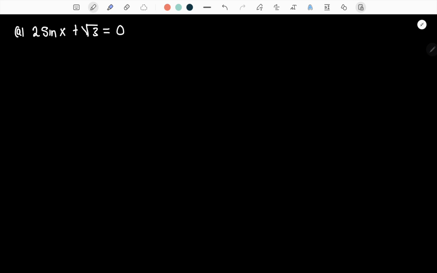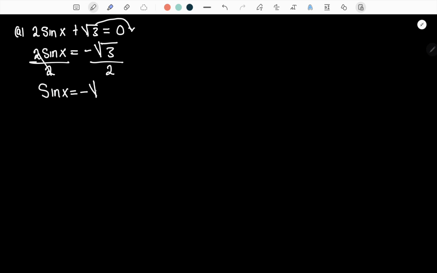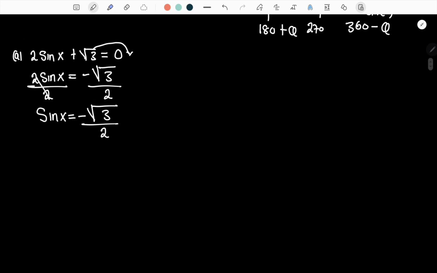To solve this question is actually very simple. You simply say 2 sine x is going to equal, so we take this guy to the other side so that it becomes negative the square root of 3. From there, we can say over 2, even here over 2. Then we cancel, and we have sine x is equal to minus the square root of 3 over 2.